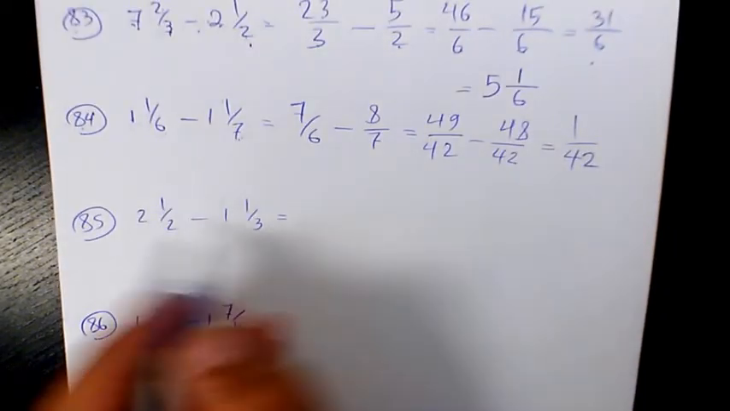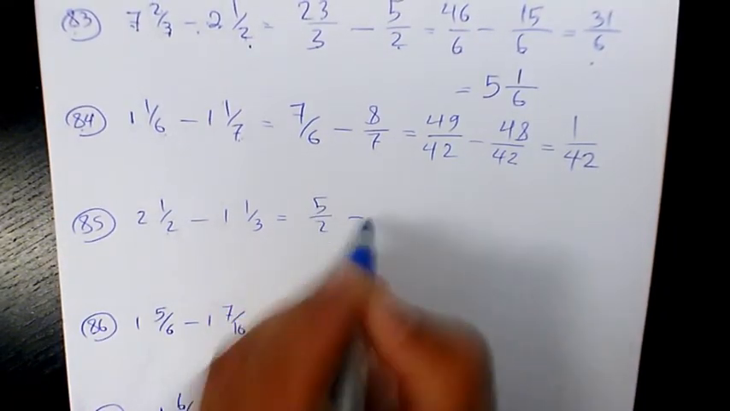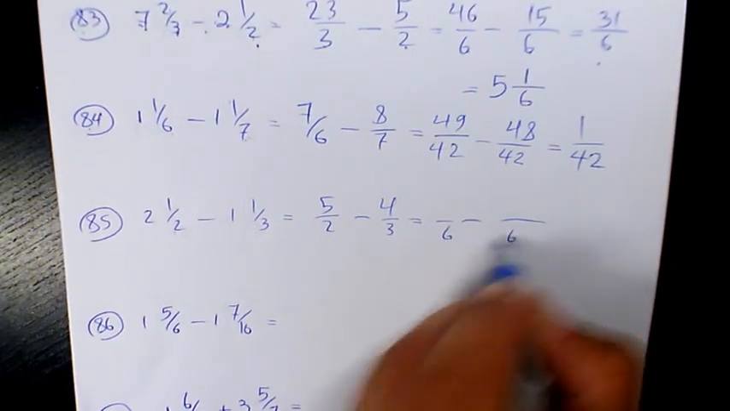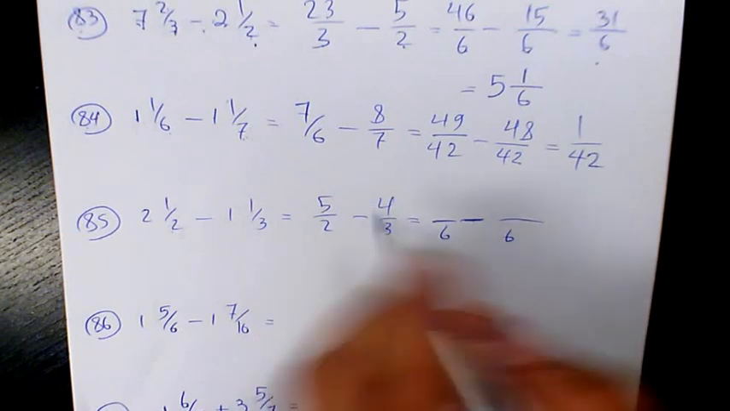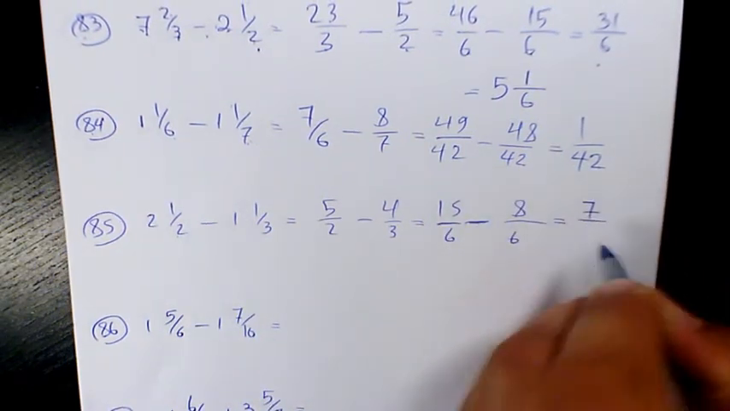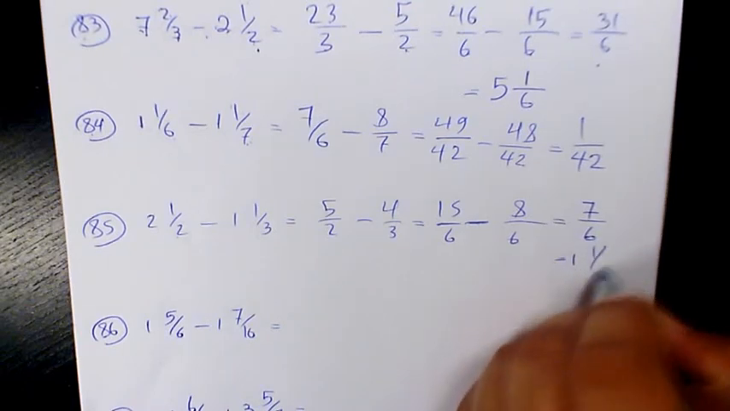2, 1 over 2 is going to be 5 over 2 minus 4 over 3. Common denominator is going to be 6. 5 times 3, 15. 4 times 2, 8. 15 minus 8 is going to be 7 over 6, or 1, 1 over 6.